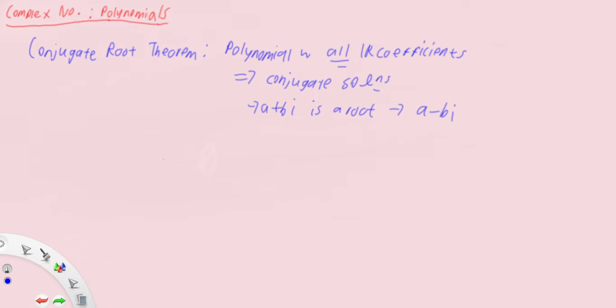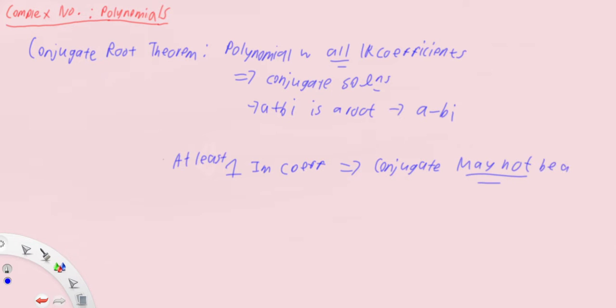If you have at least one imaginary coefficient, then the conjugate may not be a root. Now, keyword may not, it can be a root, but it is not guaranteed. So there might be some cases where the conjugate is also a root, but it doesn't happen all the time. Whereas if we have all real coefficients, this happens 100% of the time.